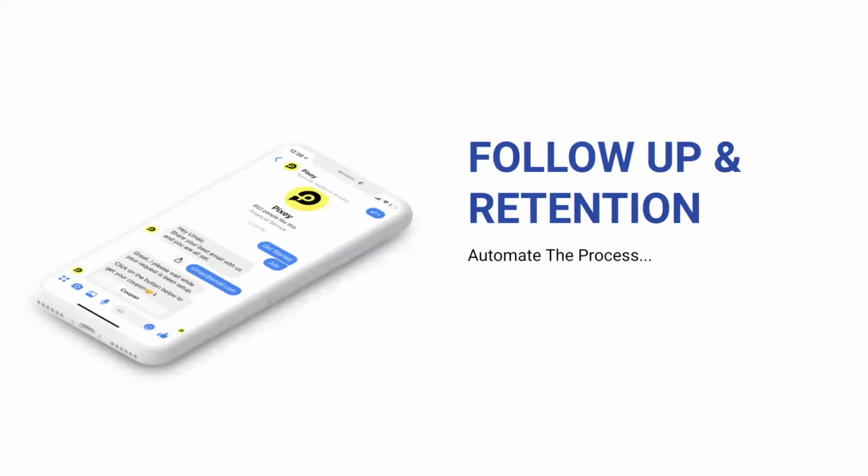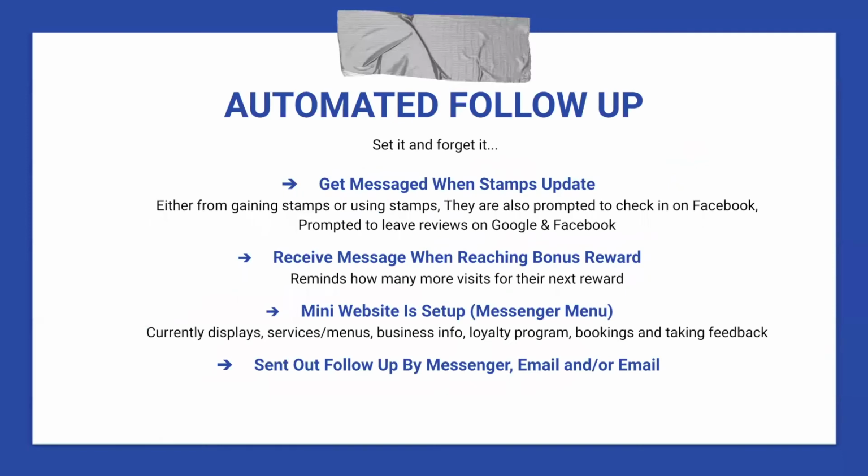We also have this follow-up and retention section. So this is about how we automate the process. Like I said at the beginning of this video, we're going to set it and we're going to forget it. Because this process, this campaign, this strategy, this system, whatever you want to call it, it just works. If you get the right offer up front and you get the right reward for the loyalty program, you can just let this run. It's evergreen and it just runs over and over and over again, and it works like a dream. Here's a couple of automated follow-ups that we're going to implement inside of this system.